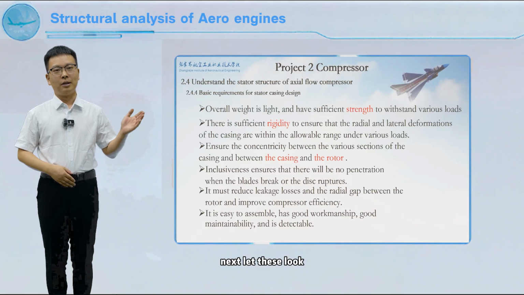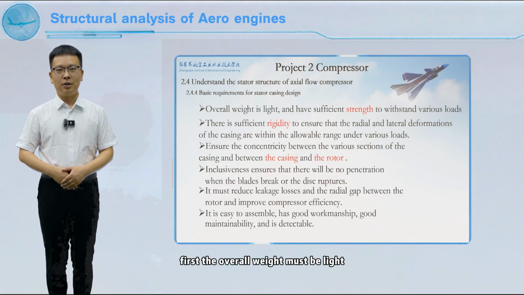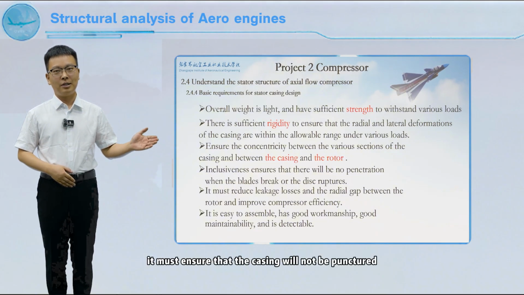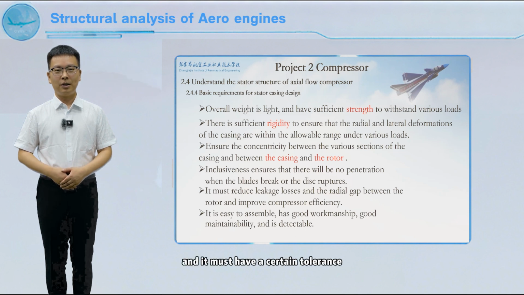Next, let us look at the design requirements for the compressor stator casing structure. First, the overall weight must be light and have sufficient strength to withstand various loads. Second, there must be sufficient rigidity to ensure that the radial and lateral deformations of the casing are within the allowable range under various loads. Third, the concentricity between the various sections of the casing and between the casing and the rotor must be guaranteed. Fourth, it must ensure that the casing will not be punctured when the blades break or the disc ruptures, and it must have a certain tolerance.